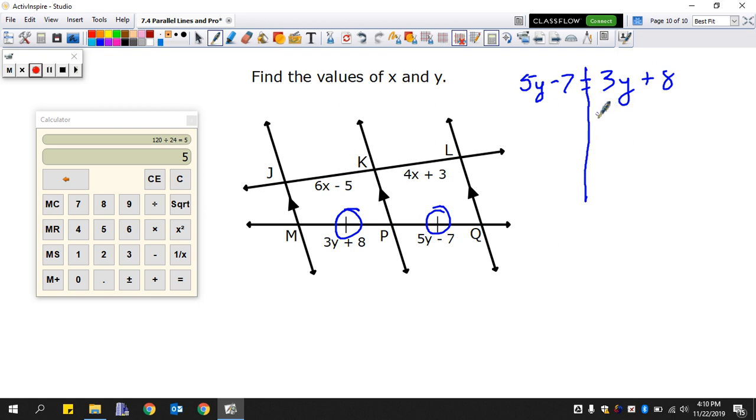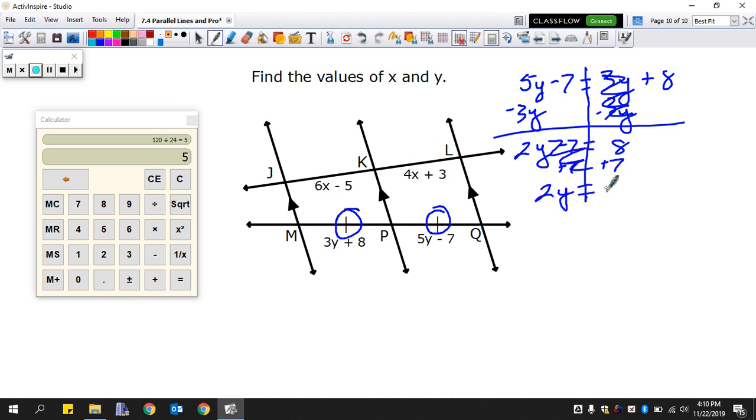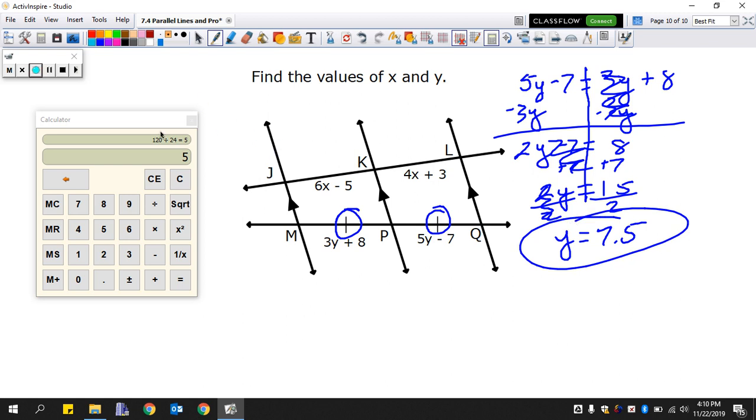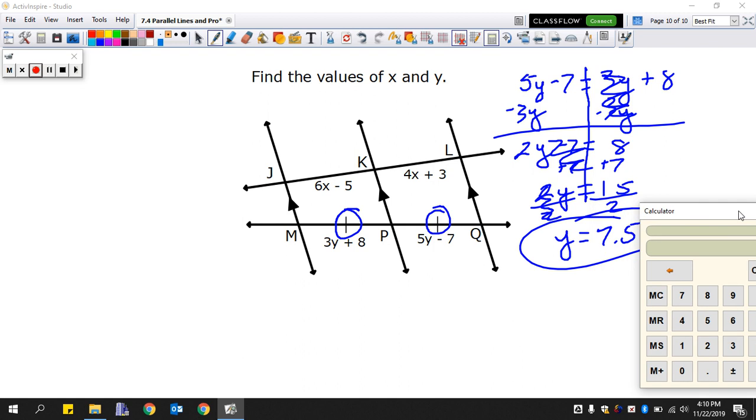We subtract the 3y from both sides, and it cancels out. We're left with 2y minus 7 is equal to 8. Add 7, and we're left with 2y is equal to 15. We divide by 2. Y is equal to 15 divided by 2, which is 7.5. Now that we know that, we can do the other one.